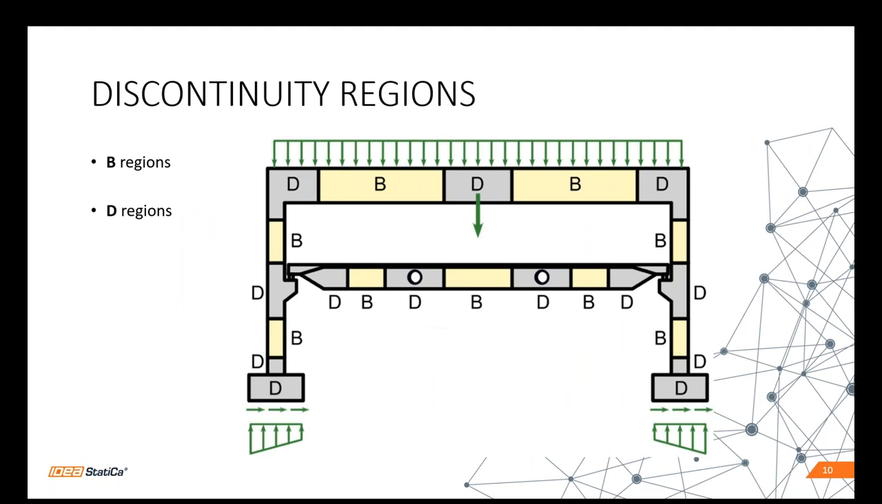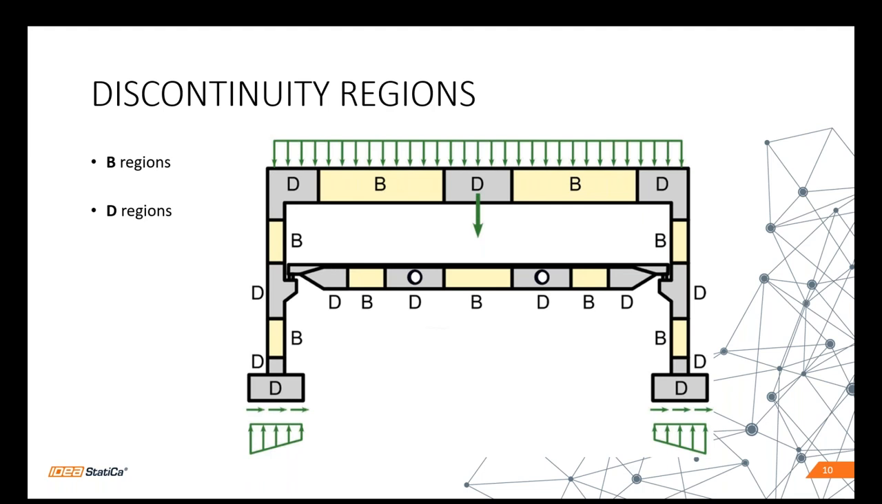In the previous slide, I mentioned discontinuity regions, or regions with, for example, openings. Each structure can be divided into B regions and D regions. In these B regions, the Bernoulli-Navier hypothesis of plane strain distribution is valid. Hence, we can use the classical calculation according to the code. The beam theory is valid. We are okay using these simplified calculation methods.